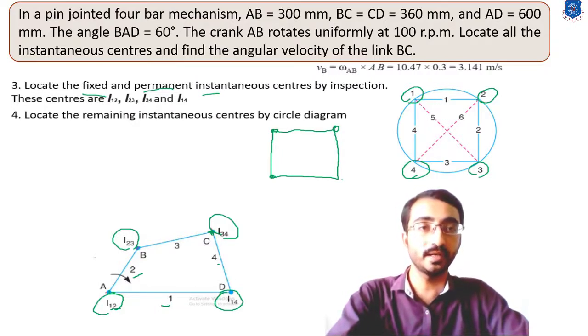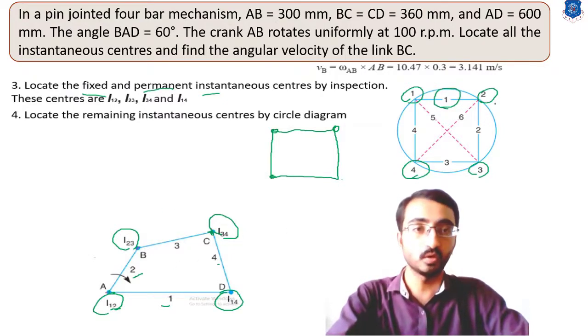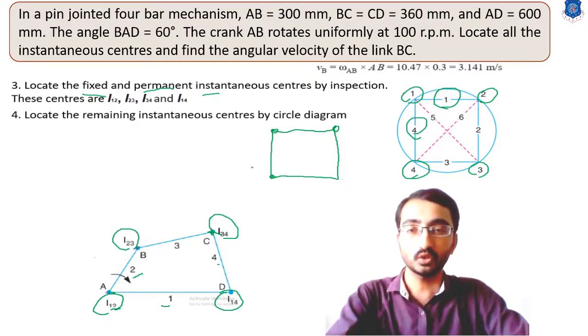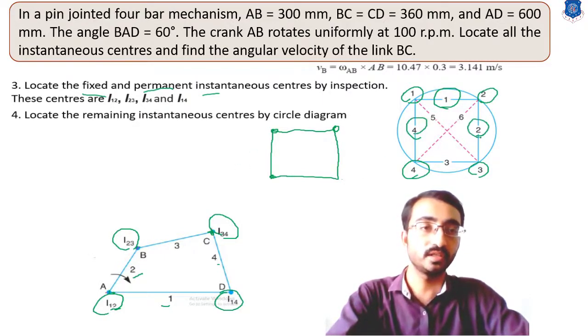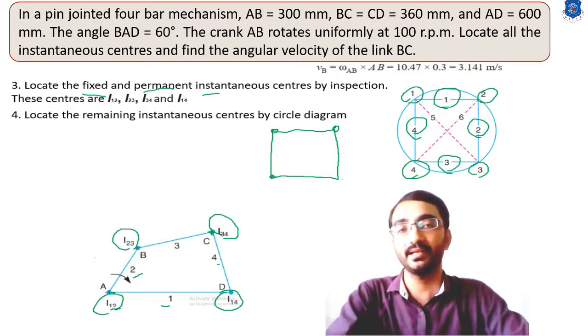Okay, so I12 you have already found, so that is the first point. Now the second one is I14, so that is your I14. Then the next ones are I23 and I34. Okay, so by connecting these 4 lines you will get simply these 4 instantaneous centers.